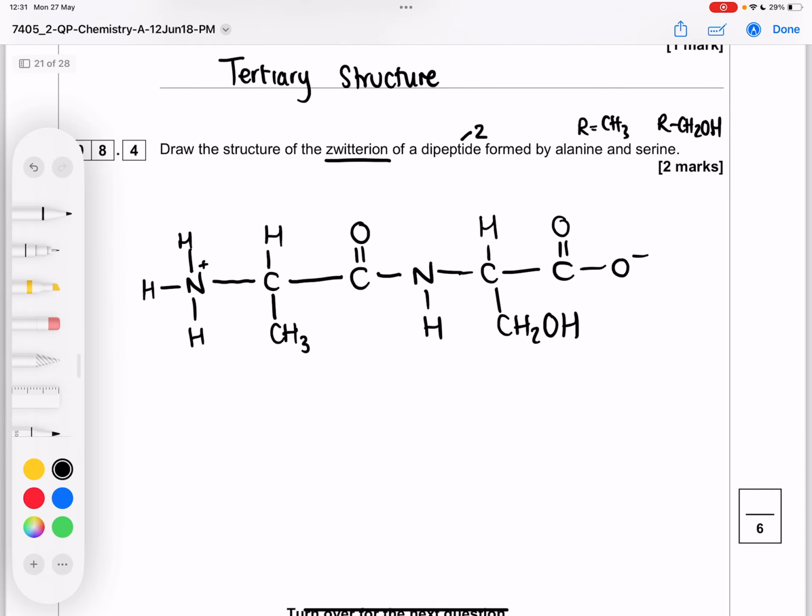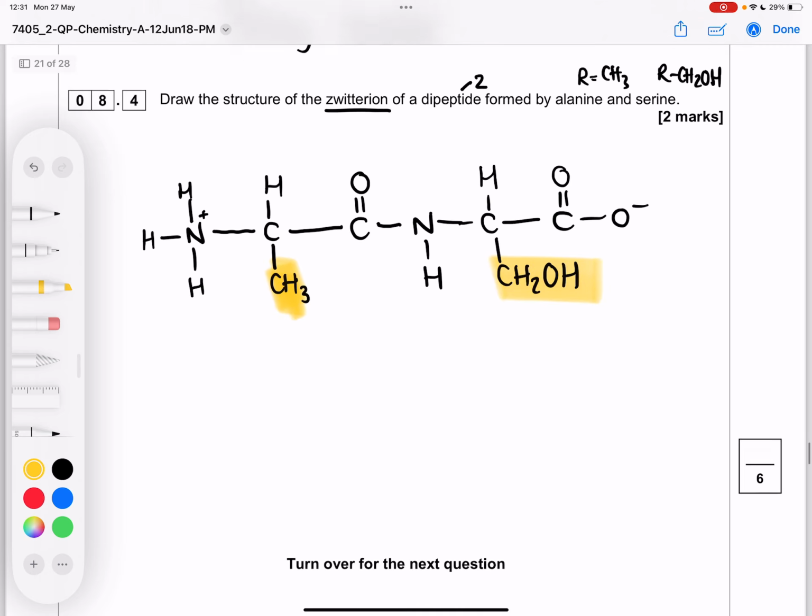Now you could do this exact same diagram and just swap around these two parts, and you would have the other zwitterion possible.